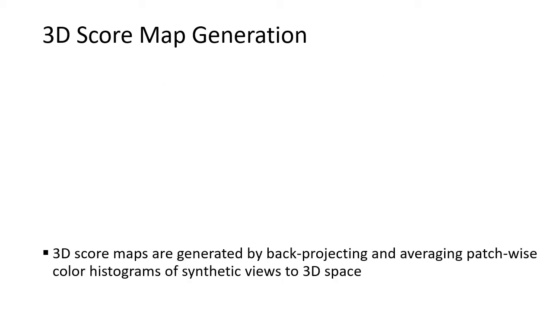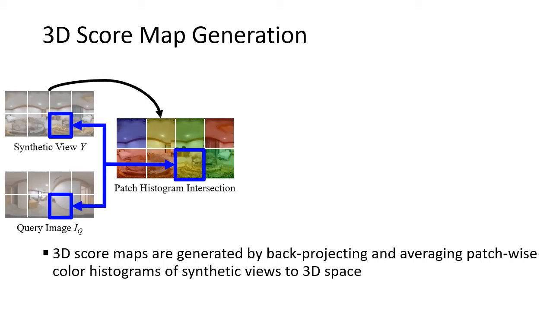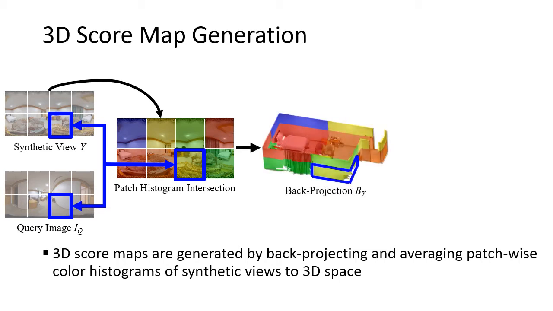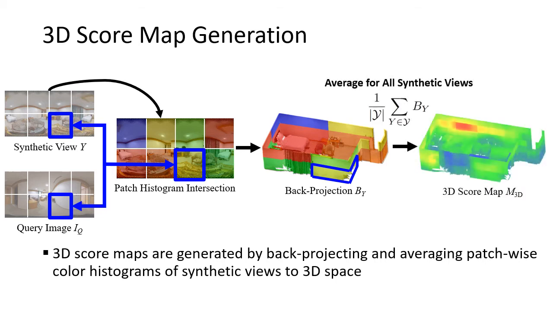Like 2D score maps, 3D score maps assign higher scores to point cloud regions that have consistent colors with the query image. To build 3D score maps, we reuse the patch-wise histogram intersections computed between the query image and the synthetic views. For each synthetic view, we back-project the histogram intersection values to the point cloud. The 3D score map is computed by averaging the back-projected histogram intersections.